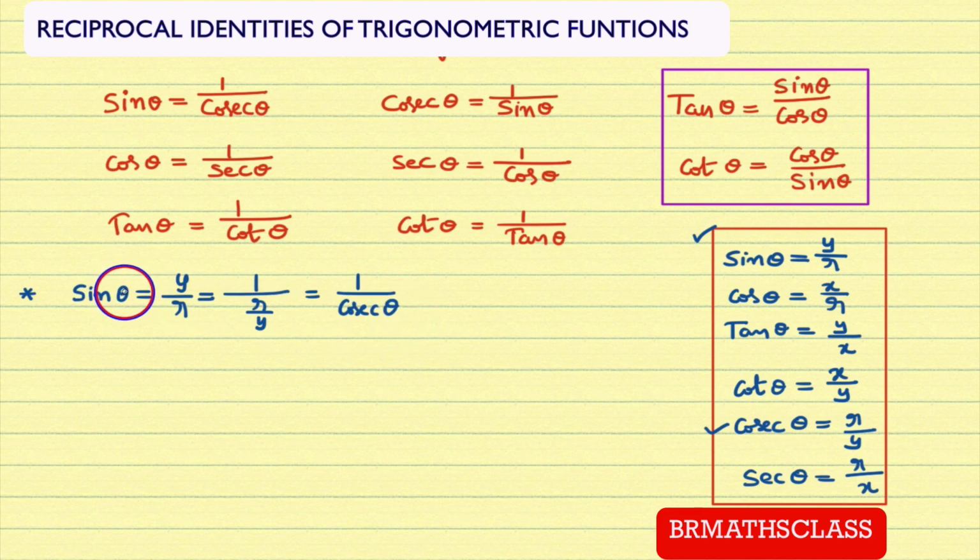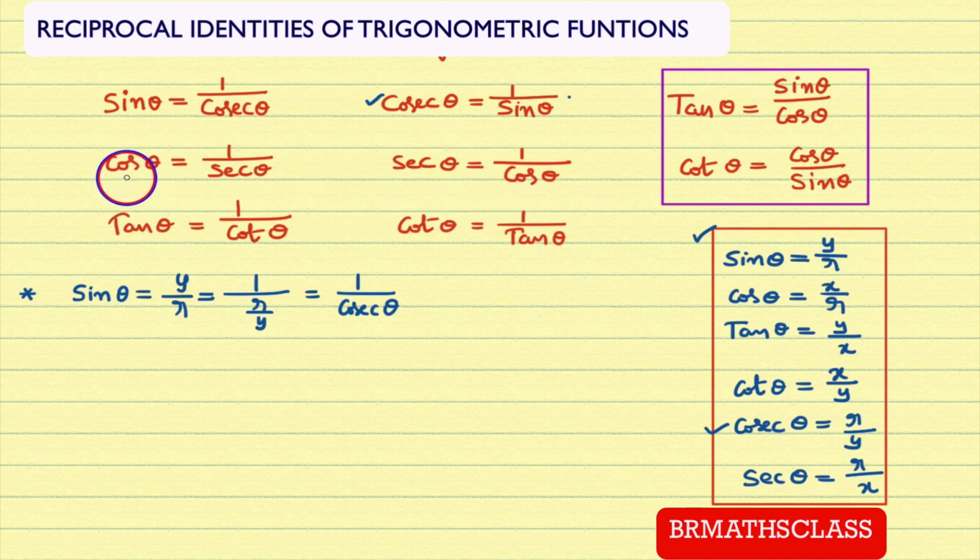Similarly, sin theta equal to 1 by cosecant theta we got. If you cross multiply here, you will get cosecant theta equal to 1 by sin theta. This result will be over. Or else, by the same procedure we can prove that cosecant theta equal to 1 by sin theta.